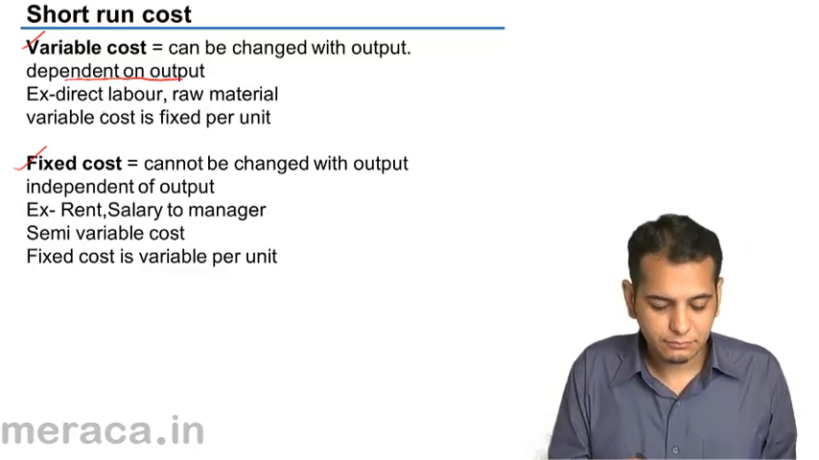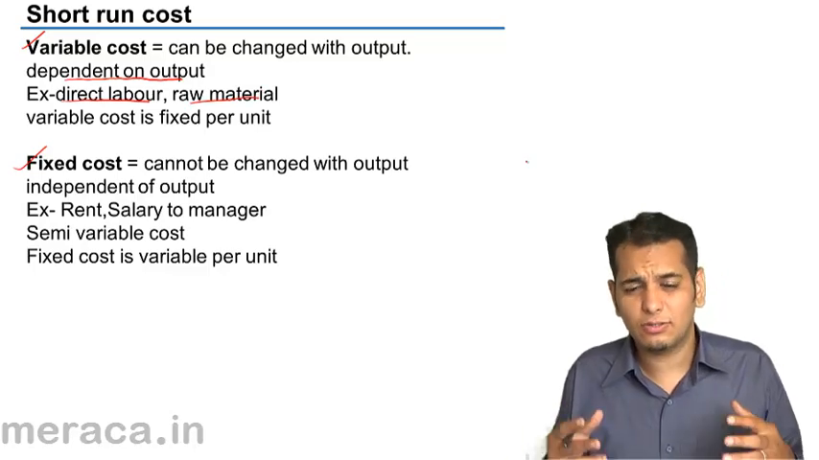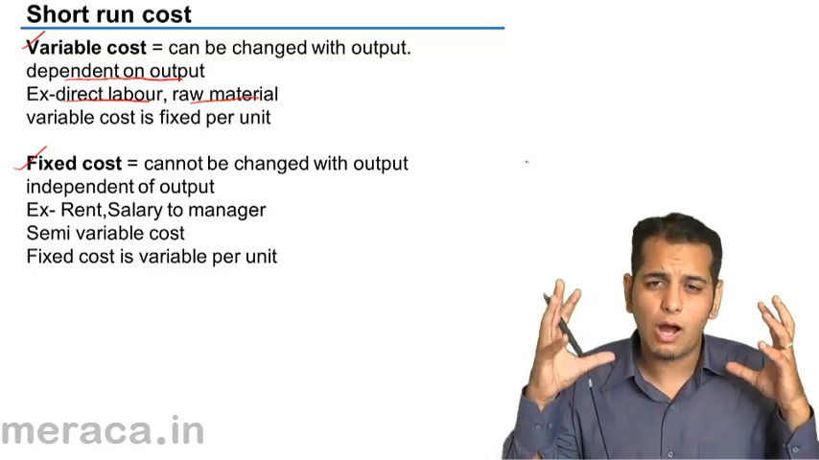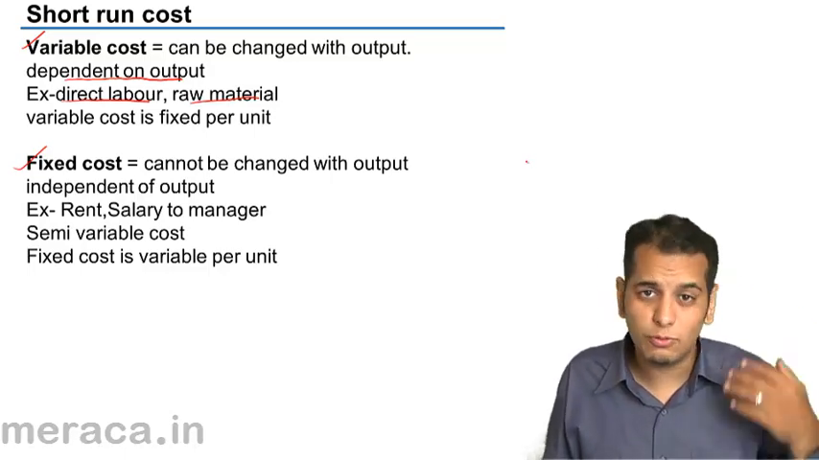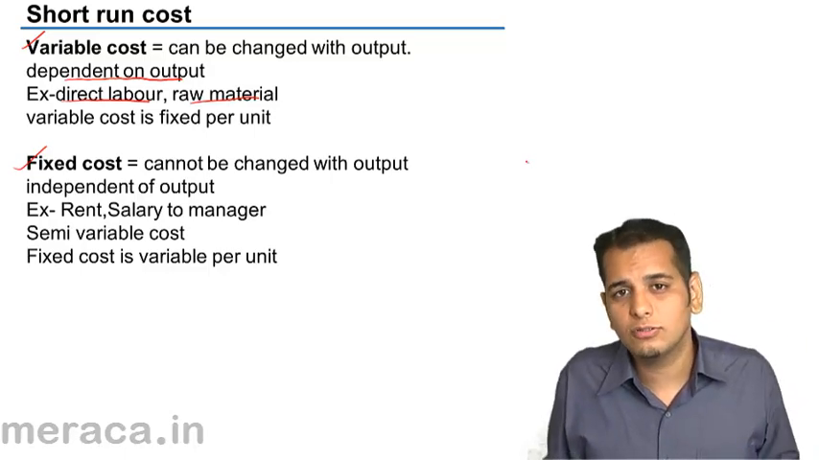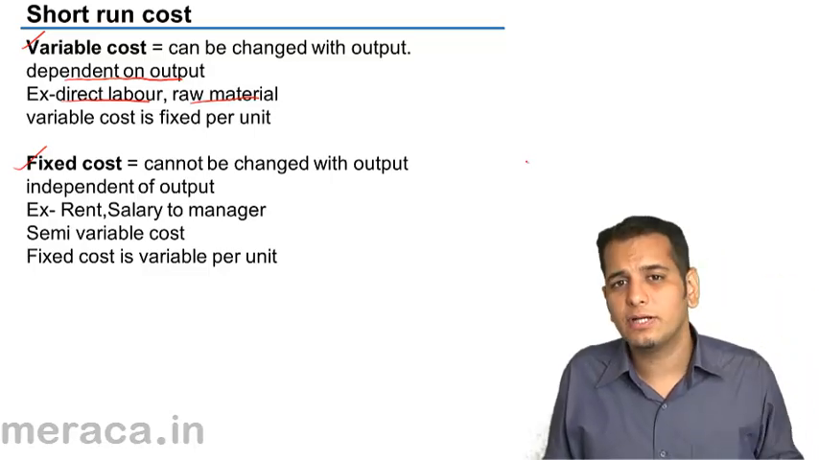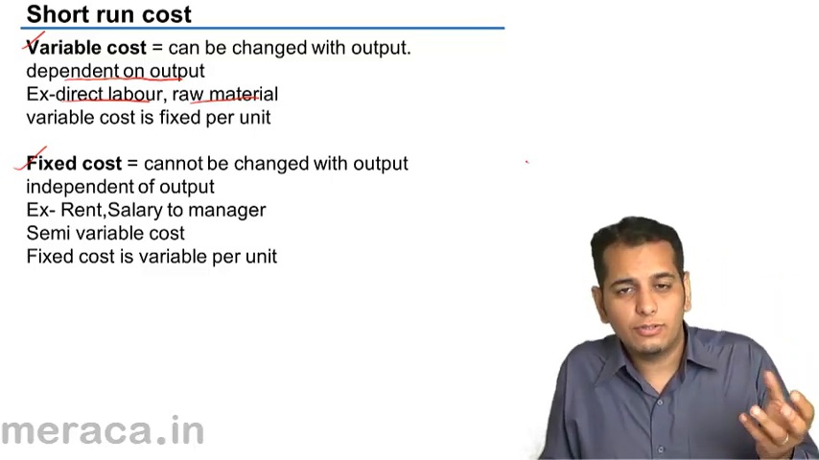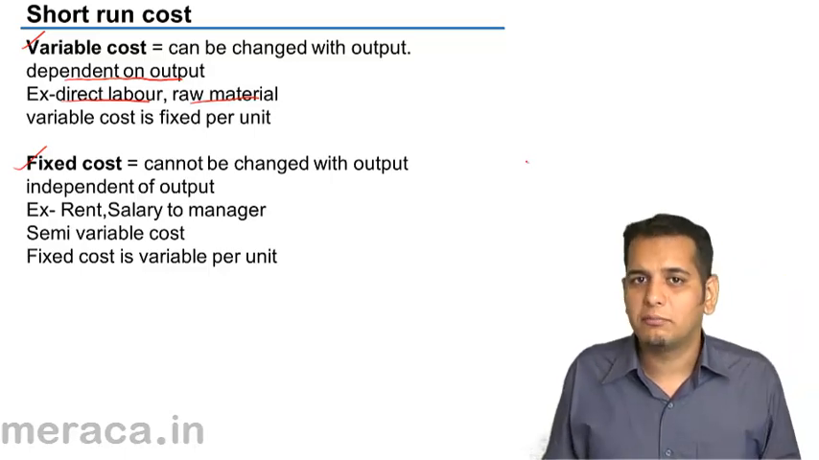For example, direct labor, raw material cost. These are the costs which depend upon the amount of output that the entrepreneur wants to produce. If he wants to produce more, he'll have to incur more wages, he'll have to incur more cost on materials. However, if he wants to reduce the output, the cost on materials and the cost of wages will come down automatically.